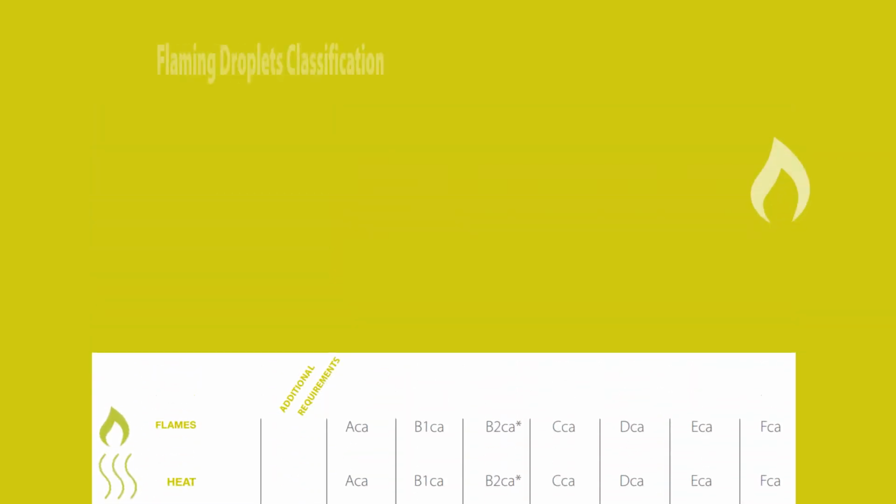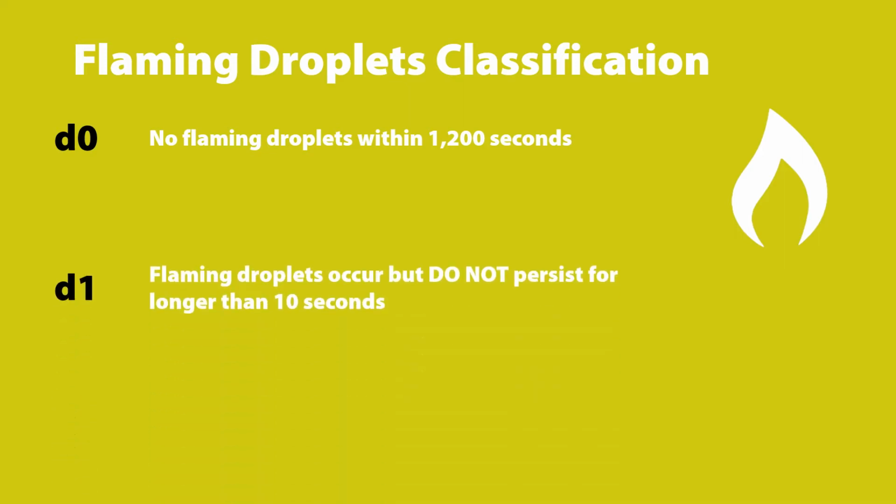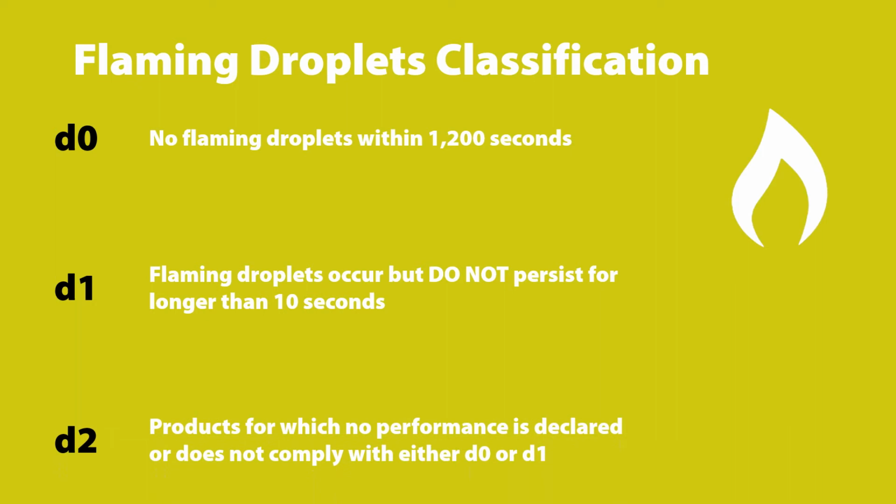For the classification, the following criteria applies. D0 is if no flaming droplets or particles occur within the 20 minutes. It must be noted though, droplets are permitted, but they must not be alight as they fall. D1 is if no flaming droplets or particles persisting longer than 10 seconds occur within the 20 minutes. D2, products for which no performance is declared or which do not comply with either D0 or D1.